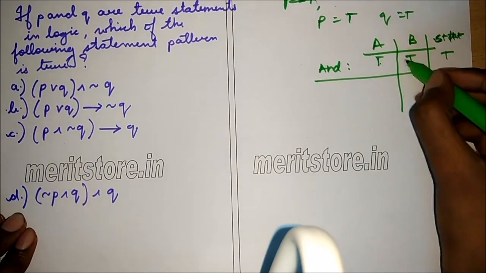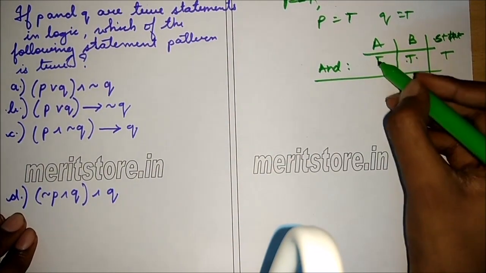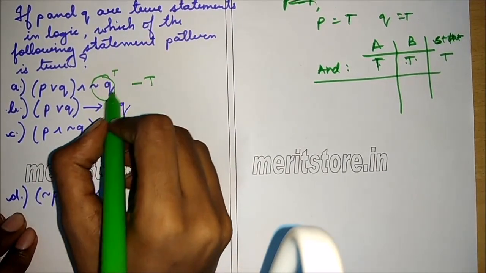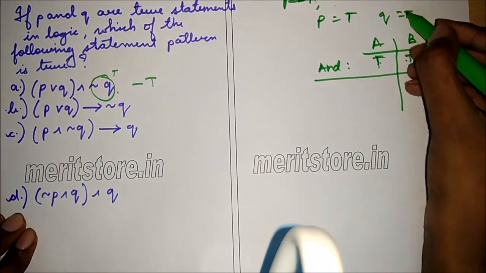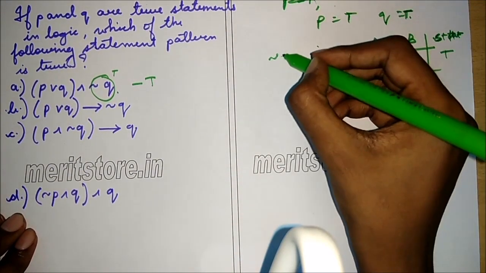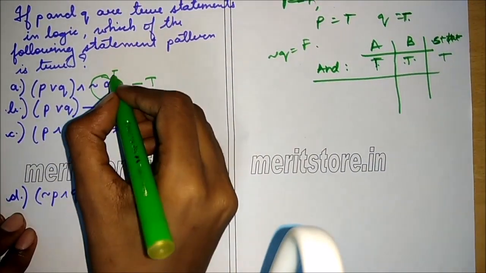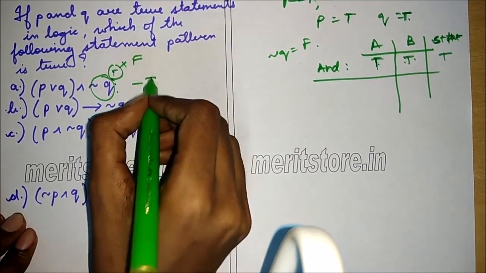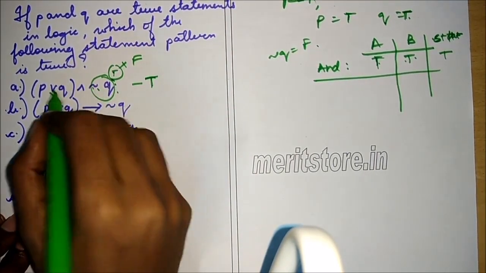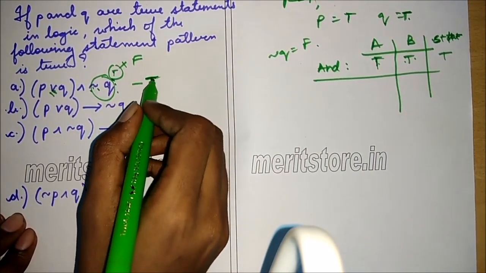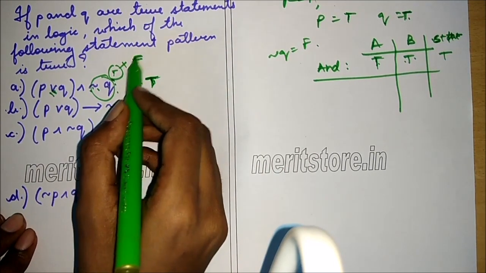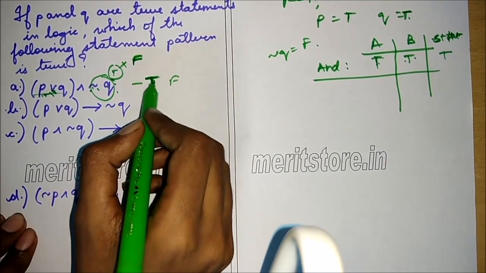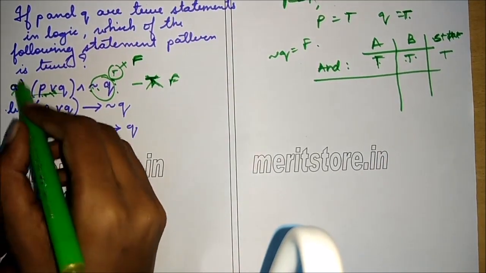So for and, it is T and T, everything else is false. So for this to be true, this term should be true. So let's check if this is true. Q is true, so negation of Q will be false. So this is not true. If this is false, this cannot be true since both statements should be true in order for the answer to be true. So since this is false, then even if the other is true or false, this will always be false. So option A is eliminated.